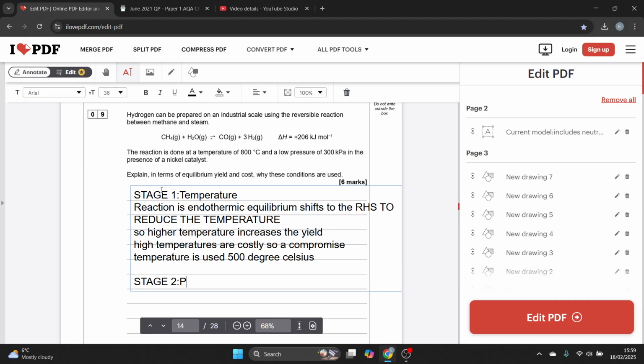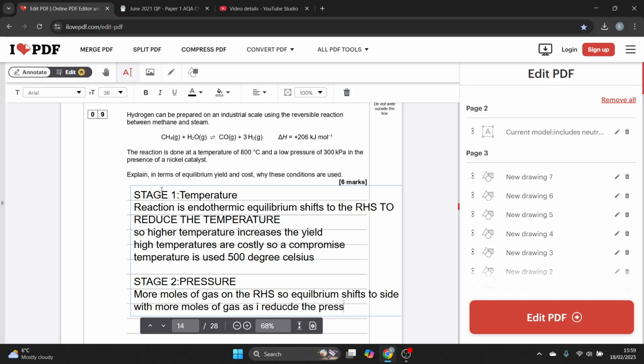Stage 2, the pressure, a low pressure of 300 kilopascals. Well, I've got more moles of gas on the right hand side. So equilibrium shifts to the side with more moles of gas as I reduce the pressure to increase the yield. So a lower pressure increases the yield.